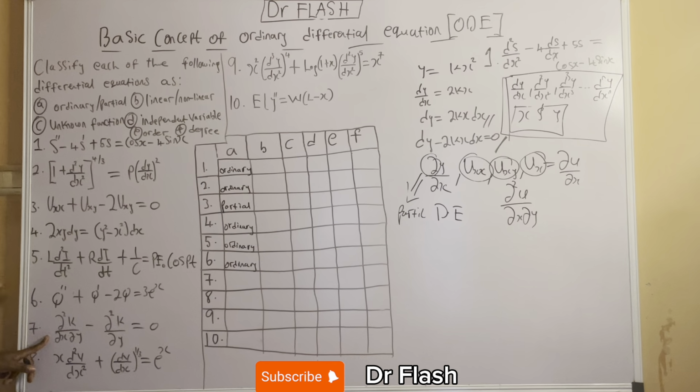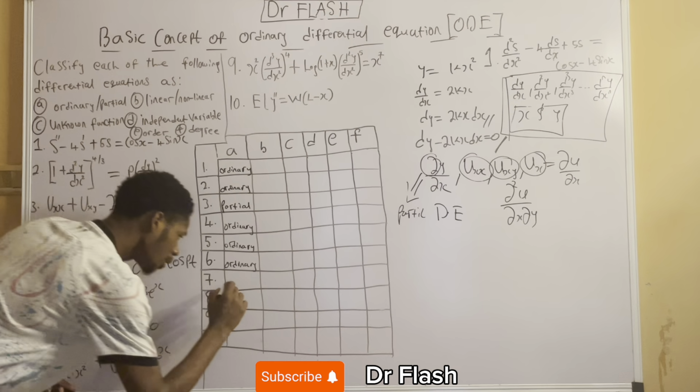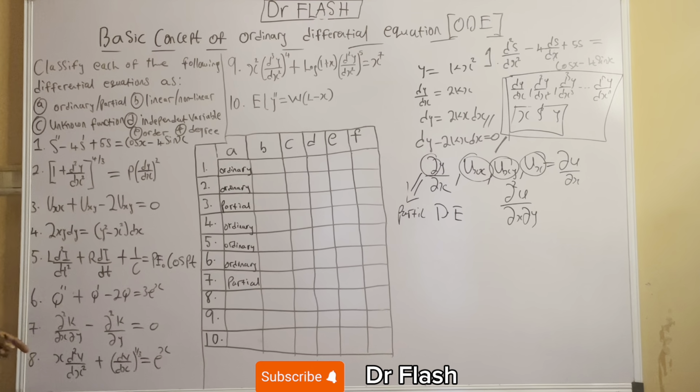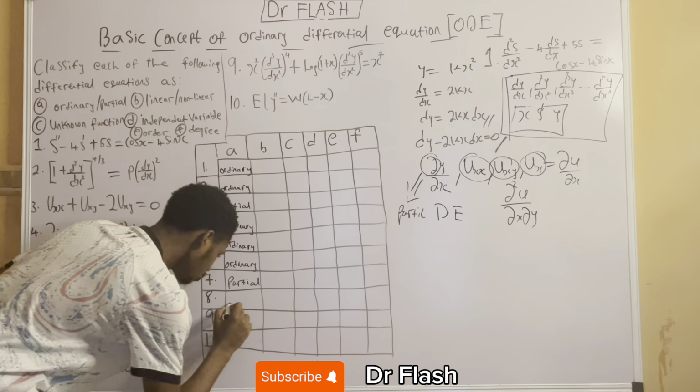How about number 7? For number 7, we're having the partial derivative symbols as well. You notice that there is a second partial derivative of k with respect to x and then to y. So obviously number 7 is a partial differential equation. So I'll come here and write partial differential equation for this one. And then for number 8, we are having the same format as ordinary differential equation. So number 8 is ordinary.